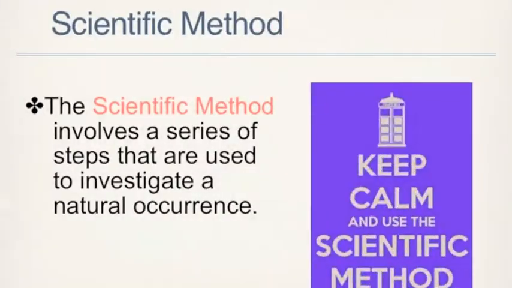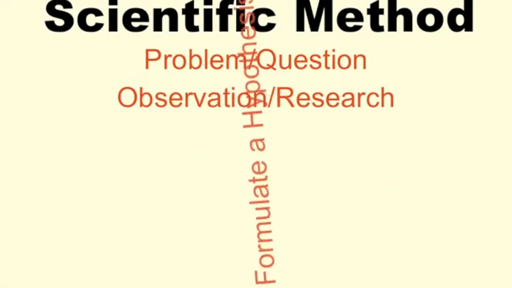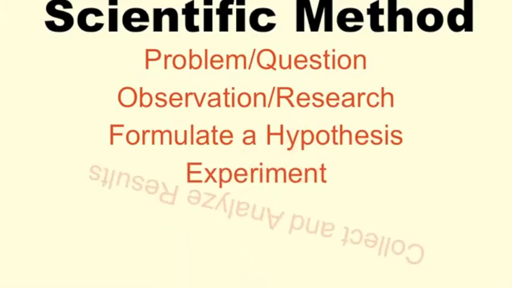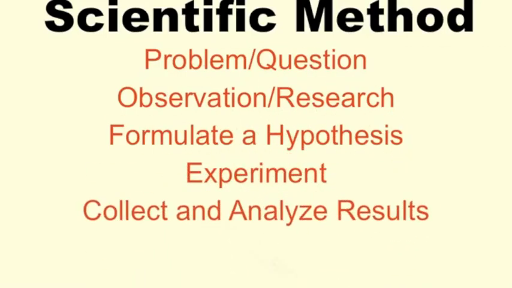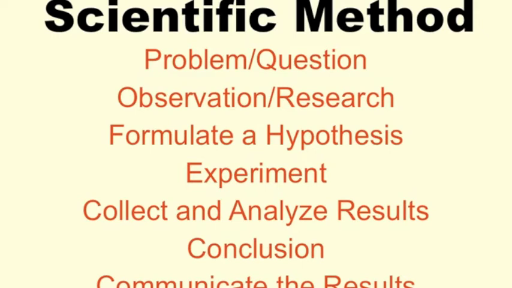All right, so the scientific method is a series of steps that are used to investigate a natural occurrence. Let's review the specific steps. First of all, we have problem and question, observation, research, formulating a hypothesis, followed by experimentation, in which we collect and analyze results, which we use to create a conclusion, and lastly, we communicate these results to a scientific community.